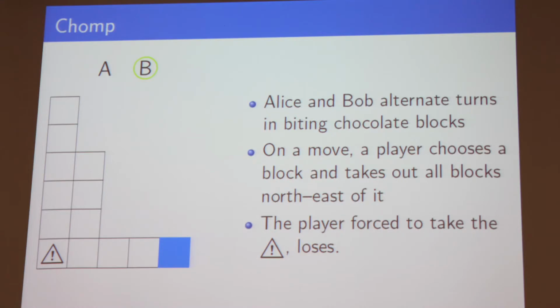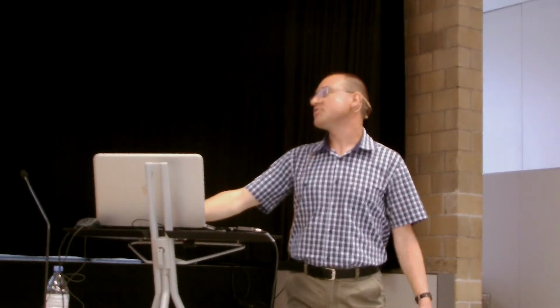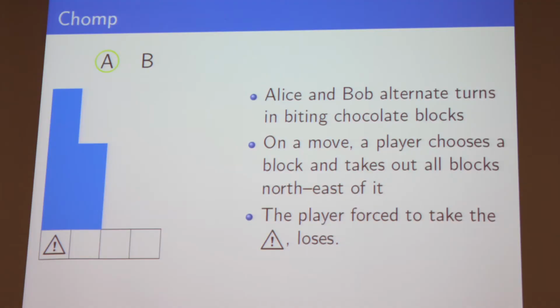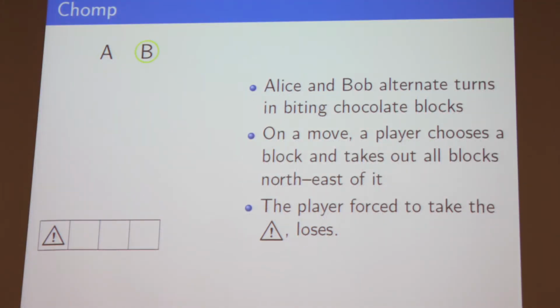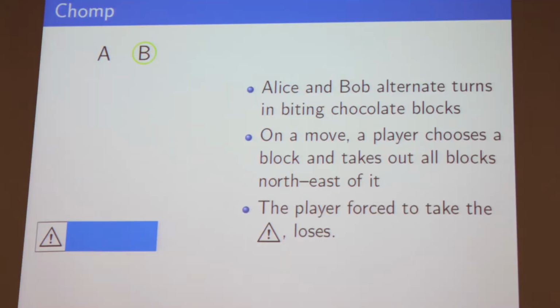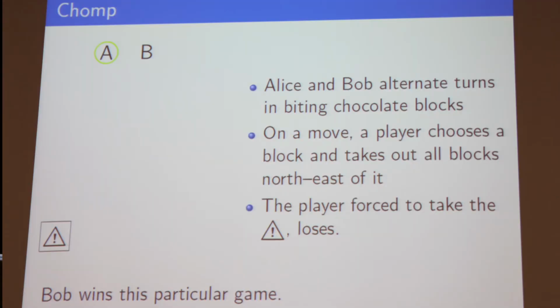Now it's Bob, takes this. Now it's Alice, she chooses this square. Together with it, she chomps that whole piece. And now Bob figures out that he can win. Bob just takes out the rest. Alice is the active player. She is forced to take the dangerous square, and Alice loses. So Bob wins this particular game.